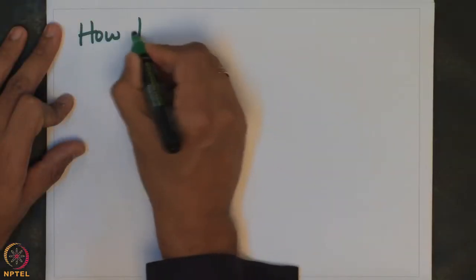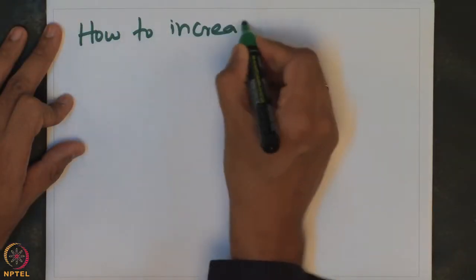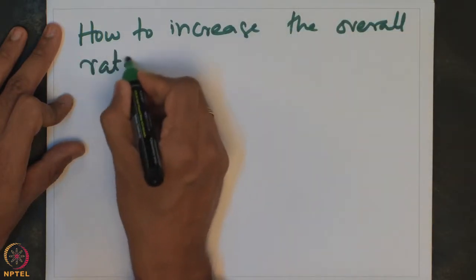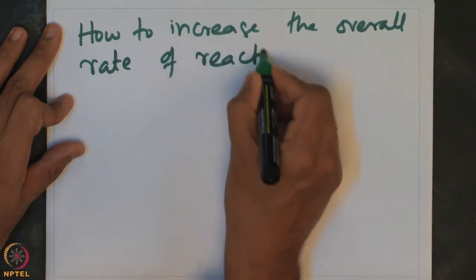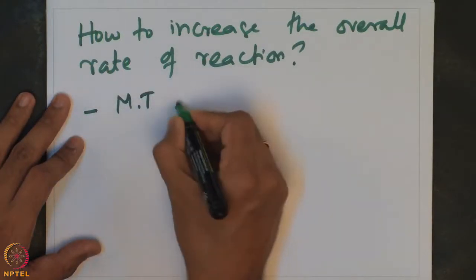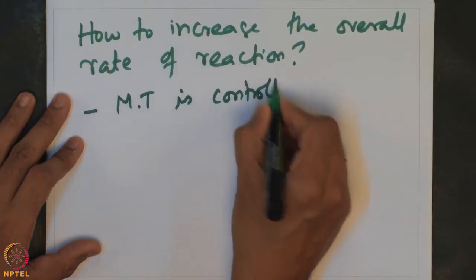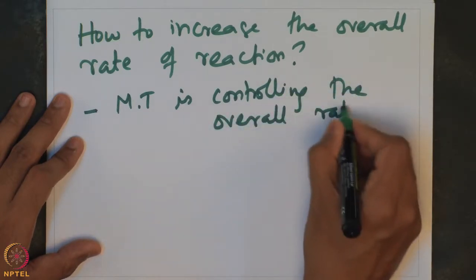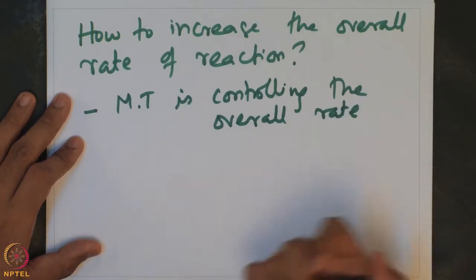So, now the question is, how do we increase the overall rate of reaction? How do we increase the overall rate of reaction? So, let us look at the first case where we said that the mass transport is controlling the overall rate. So, what does the overall rate depend upon when mass transport is controlling? Let us look at the rate expression for that.